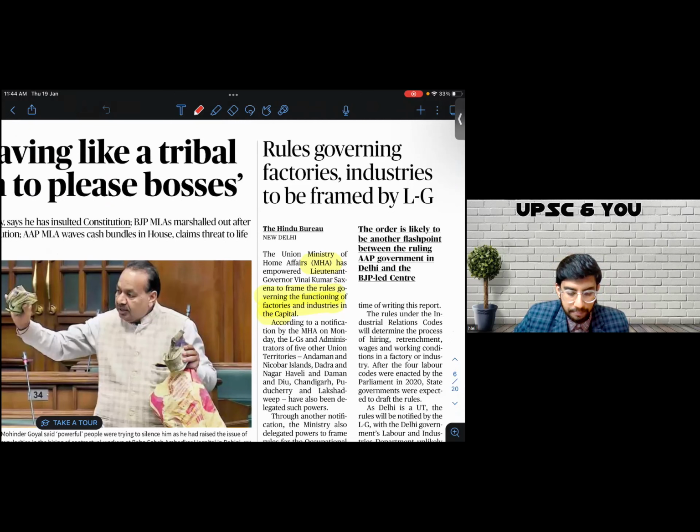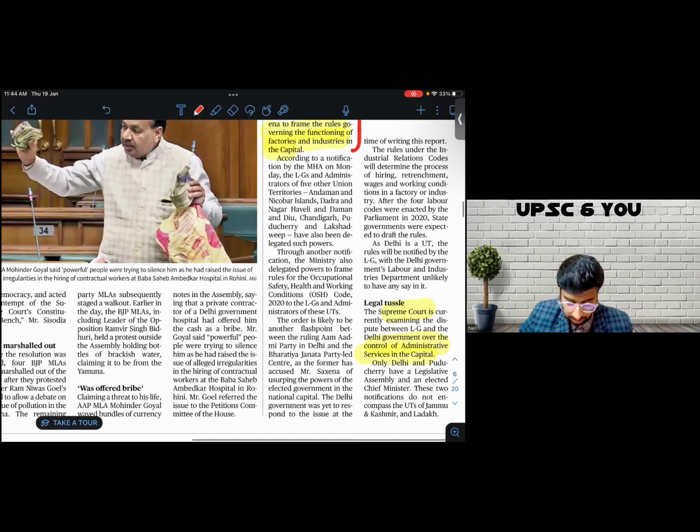And so there's this new issue which has come up, which is that the MHA, the Union Ministry of Home Affairs, has empowered the LG to frame the rules governing the functioning of factories and industry in the capital. So this is another bone of contention. Add this to your notes speaking about the LG versus CM tussle.